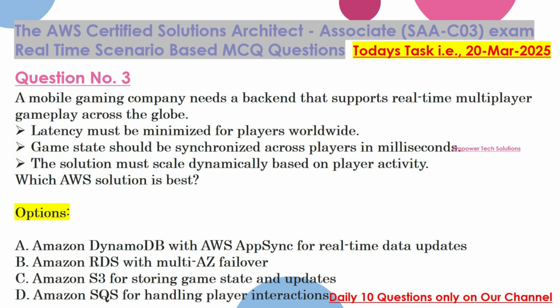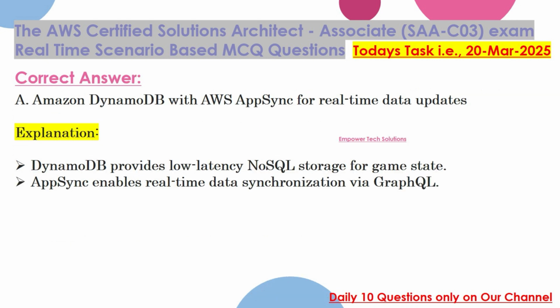Options: A. Amazon DynamoDB with AWS AppSync for real-time data updates. B. Amazon RDS with Multi-AZ failover. C. Amazon S3 for storing game state and updates. D. Amazon SQS for handling player interactions. Correct answer: A. Amazon DynamoDB with AWS AppSync for real-time data updates.